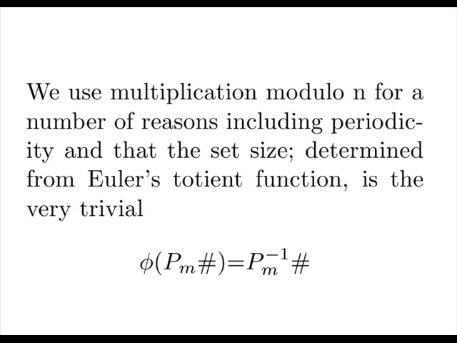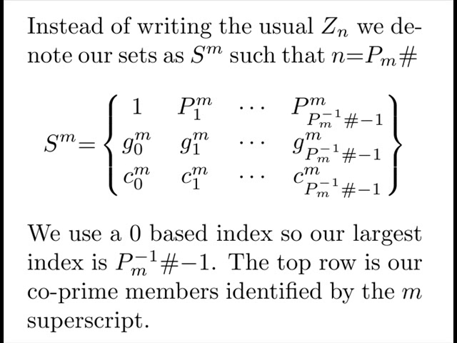We use multiplication modulo n for a number of reasons, including periodicity, and that the set size, determined from Euler's totient function, is the very trivial first minor primorial. You're going to see that these minor primorials generate an algebra that describes the structure of everything. Instead of writing the usual Zn, we denote our set as Sm, S for sieve, M for the current index, such that n is equal to our primorial. And we use an infinite number of rows, as many as you can draw.